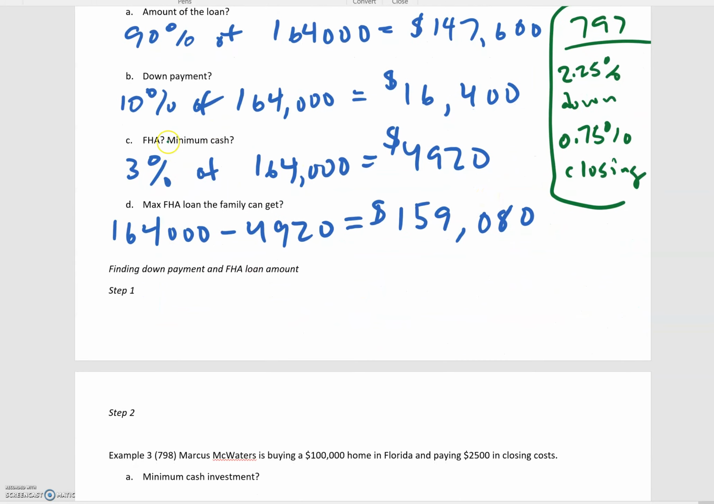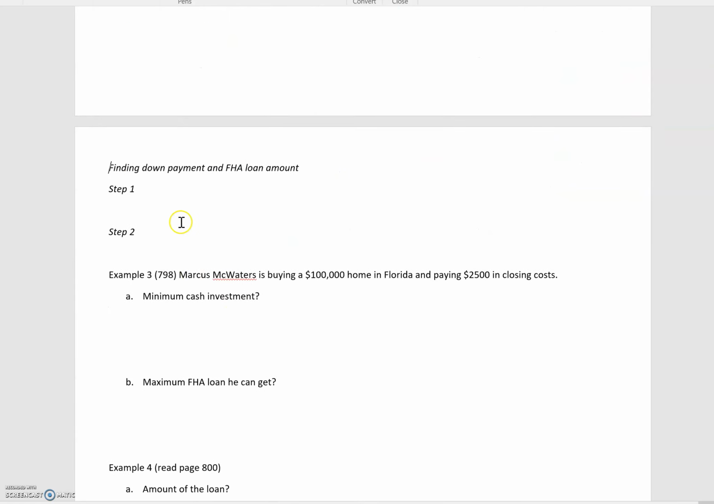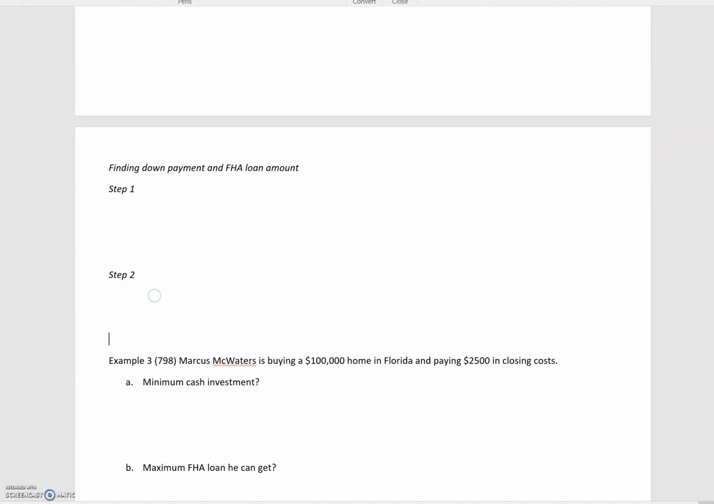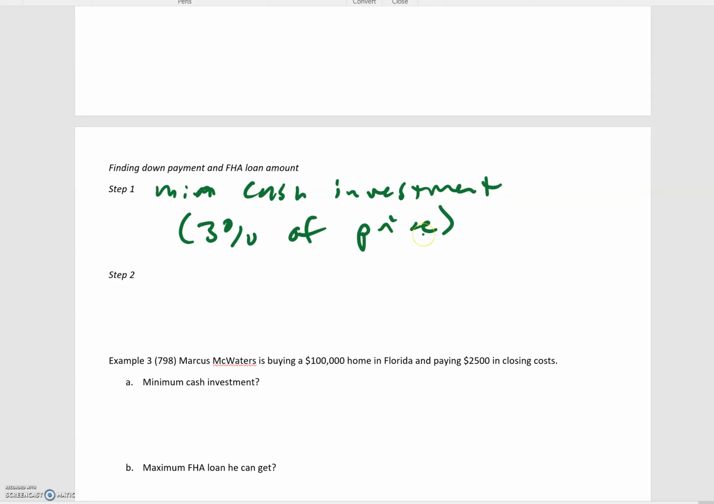So there are steps to finding the down payment and FHA loan amount according to the text. And so I'm going to go through 2 steps for that. Step 1 is that you calculate the minimum cash investment, which is what we did. And that's 3% of the overall price. And then step 2 is to calculate the FHA down payment, which is what we just did in that previous example.